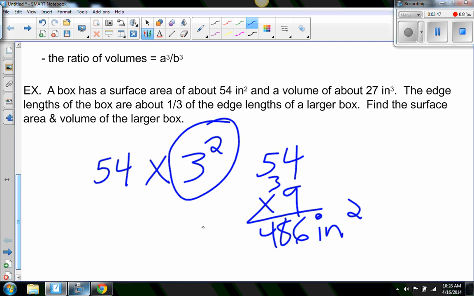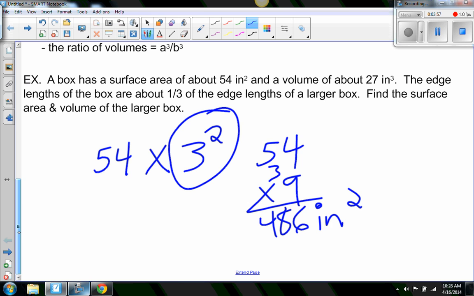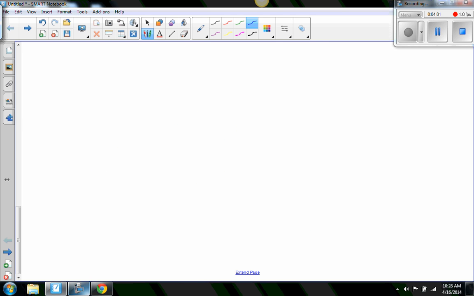The reason we square this is because every dimension has to be proportional. It can't just be one dimension that's proportional. You can't just take it times 3. Every dimension, and since surface area has two dimensions, like length and width, or base and height, that's why you have to square it.